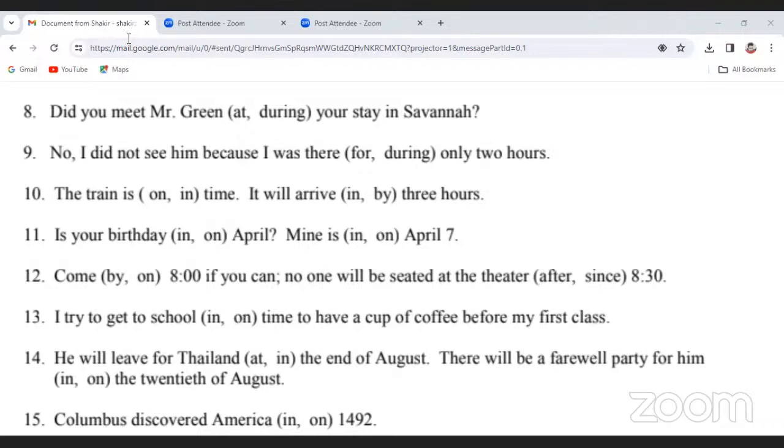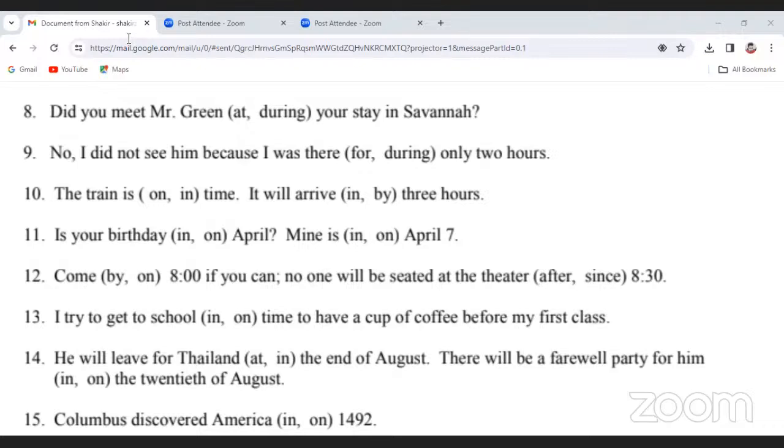Okay, we move to number 8. Did you meet Mr. Green dash your stay in Savannah? During your stay. During is the correct answer. We move to number 9. No, I did not see him because I was there dash only 2 hours. Yes, for is the correct answer. Move to number 10.